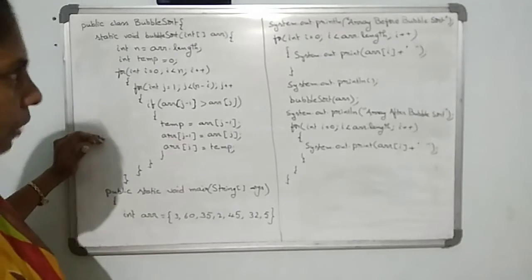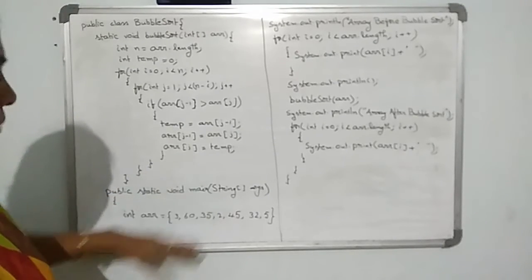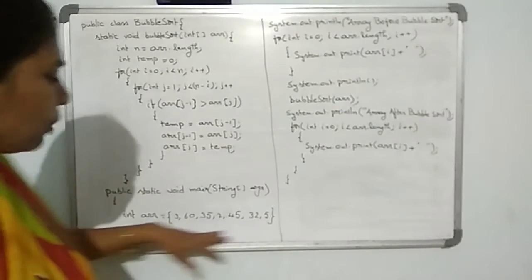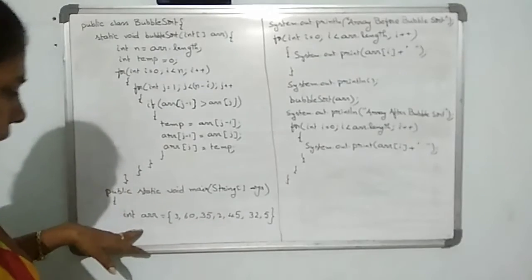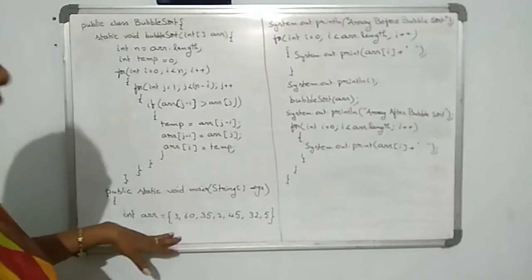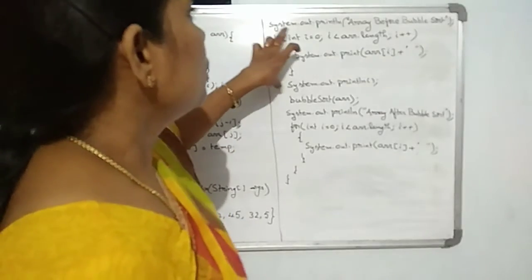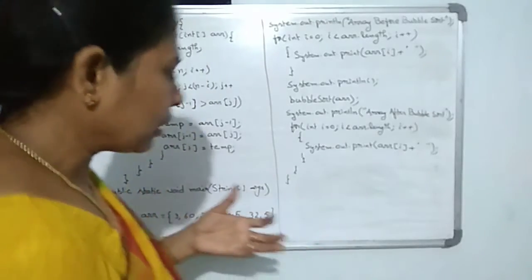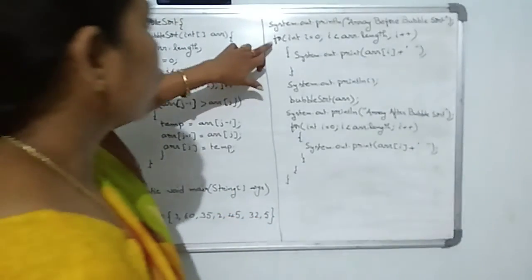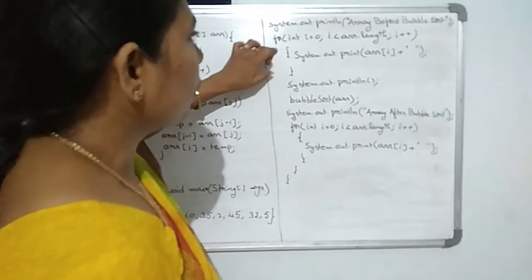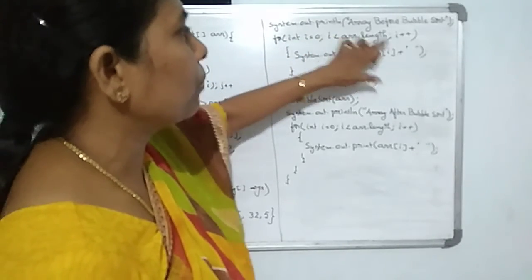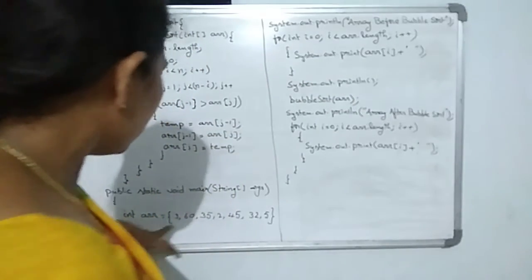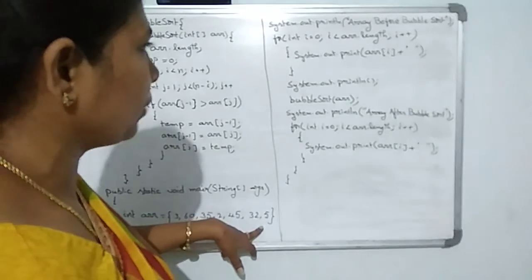So now I will go to the main function, public static void main, String arguments. In that, int array equal to 3, 60, 35, 2, 45, 32, 5. That means you are initializing the elements of the array. After initializing the elements of the array, now you can print these elements. First of all, you print the array before bubble sort. Before applying the bubble sort, what elements do you have? That must be printed. For that you use a for loop, for int i equal to 0, i less than array.length, i plus plus, System.out.print array of i. So it will print the elements one after another.